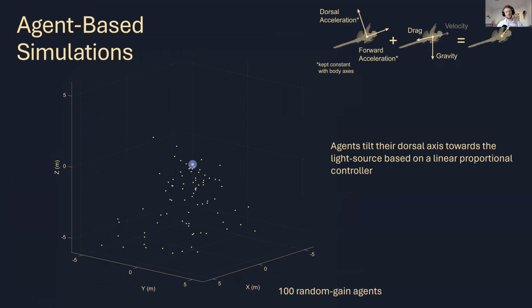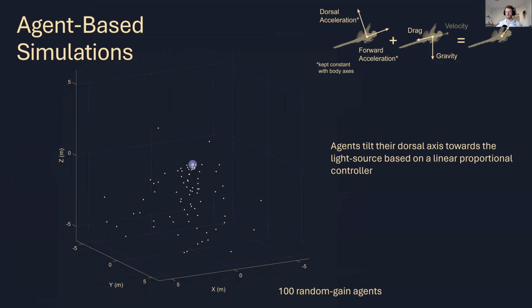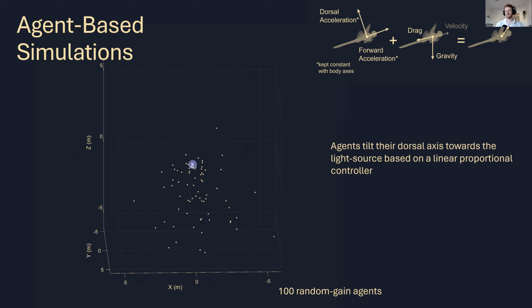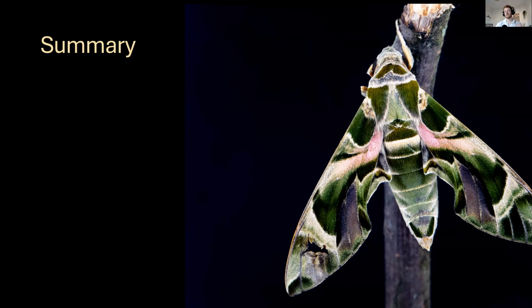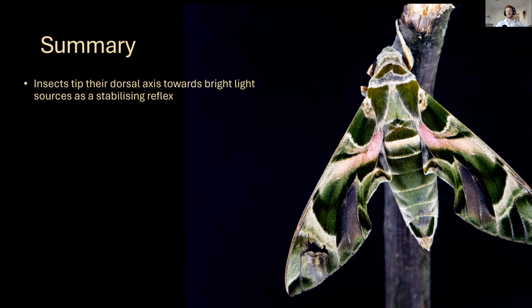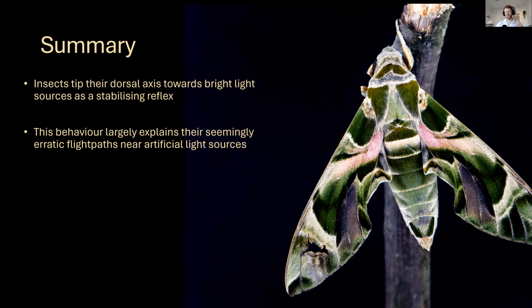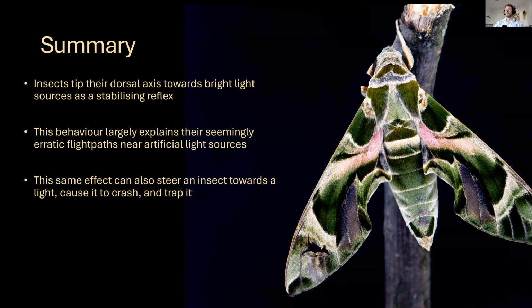I should stress we don't know what's happening beyond a few meters. Most of our study was concerned with just within a few meters of the light. So in summary about this portion of the work, insects definitely do tip their dorsal axis, their back, towards where bright light sources are, as a stabilizing reflex. And this behavior generally explains most of the weird flight paths that we see of insects around light at night. The same effect is what's causing them to crash and to be trapped around light.